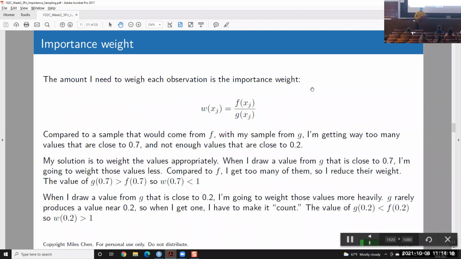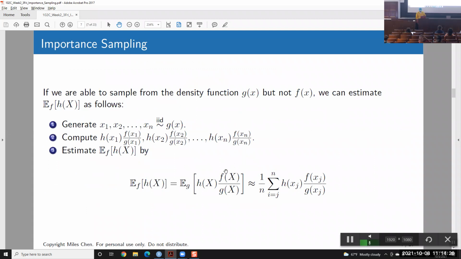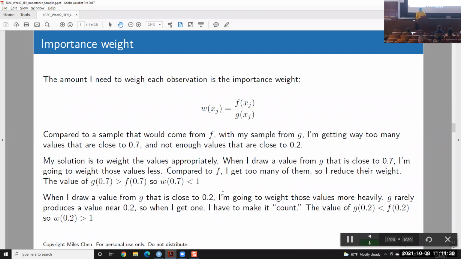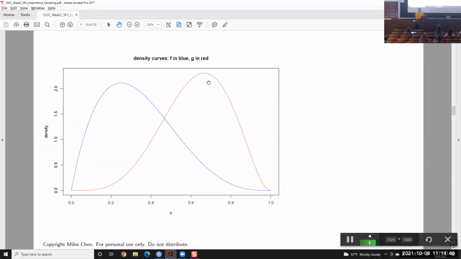And so what we do is we apply the importance weight. We're going to take each of those values and multiply it by F over G. It's basically what we have right here. We're just going to multiply by F divided by G, and as long as G isn't 0, we can do this. So again, if we look at our picture, the red distribution produces way too many values at 0.7 because the blue one doesn't produce that many. The red distribution doesn't produce enough values around 0.2.